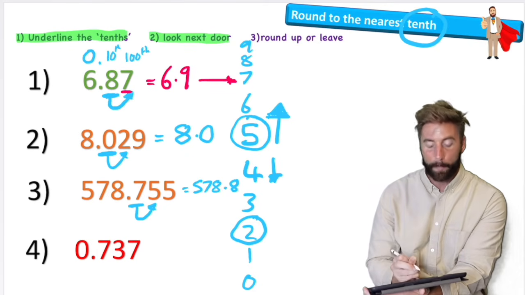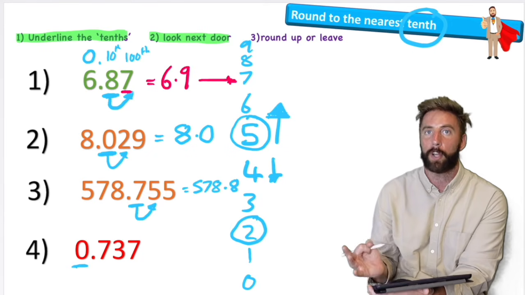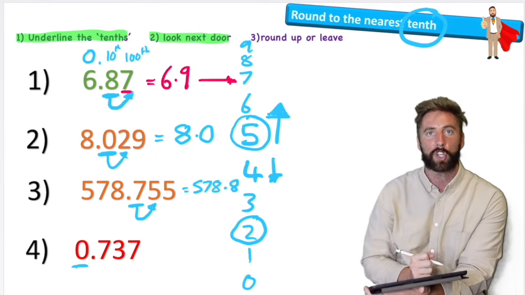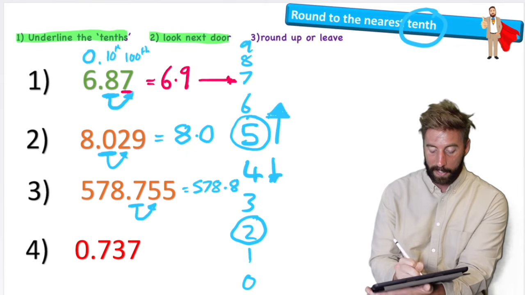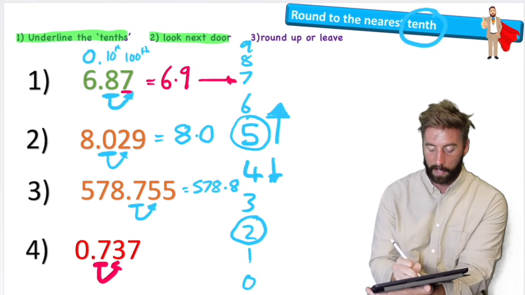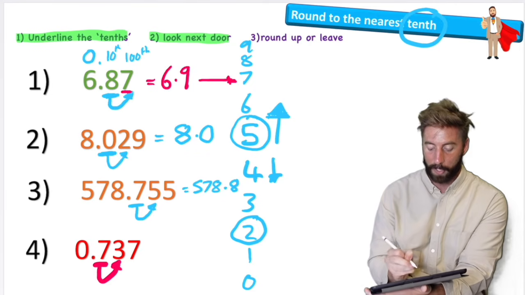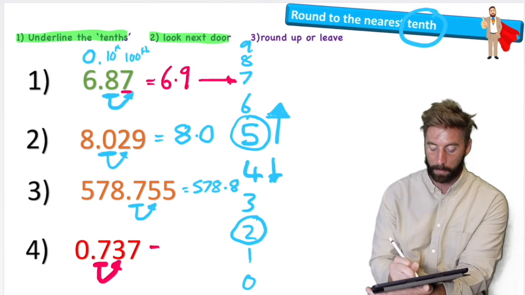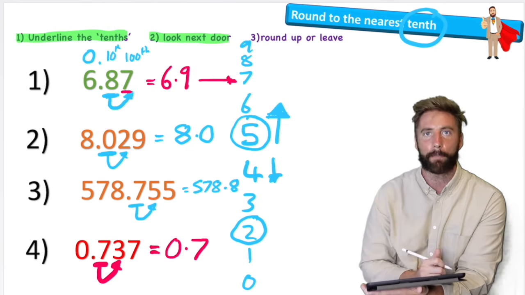Last one, a little bit challenging, could be confusing because we have a 0 in the ones column, but do we look at that column? No, we just look at the tenths column and next door. So here we go, underline the tenths, in this case it's a 7. Look next door, we have a 3. 4 or less, let it rest. Well, 3 is less than 4, so I'm going to let it rest, and my answer becomes 0.7. And there we go. It is as simple as that.